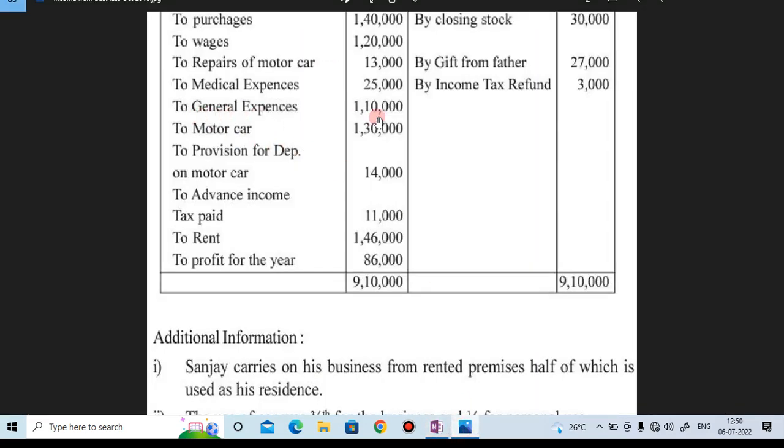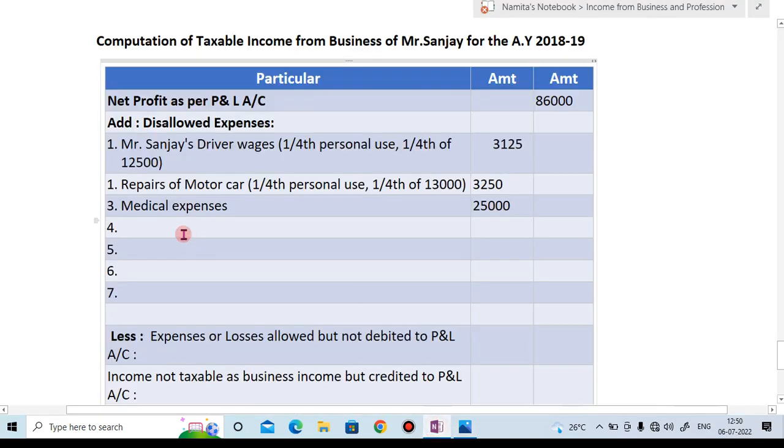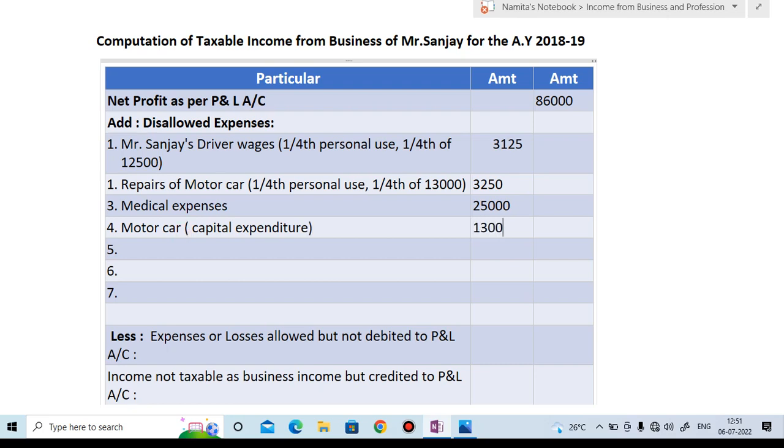Next is general expenses 1,10,000. General expenses is related to business. Next is motor car 1,30,000. Motor car is what? Capital expenditure. So capital expenditure is nothing but disallowed expenses. So motor car, the entire value of motor car will be called as capital expenditure. Amount of motor car is 1,30,000.